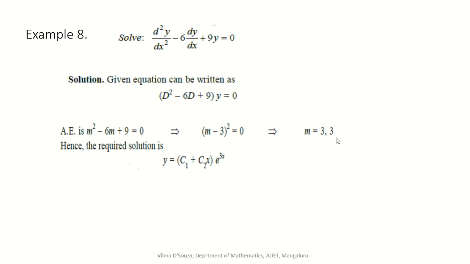3, 3. It's an equation of order 2. So 2 roots, 3, 3. Real roots but they are equal. So how do you write the complementary function? Real roots and equal. So y is equal to c1 plus c2x into e power 3x, e power 3x because root is 3. You have c1 plus c2x.